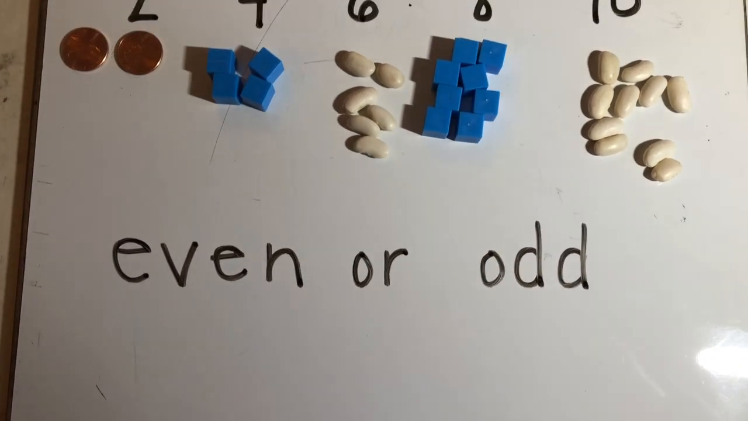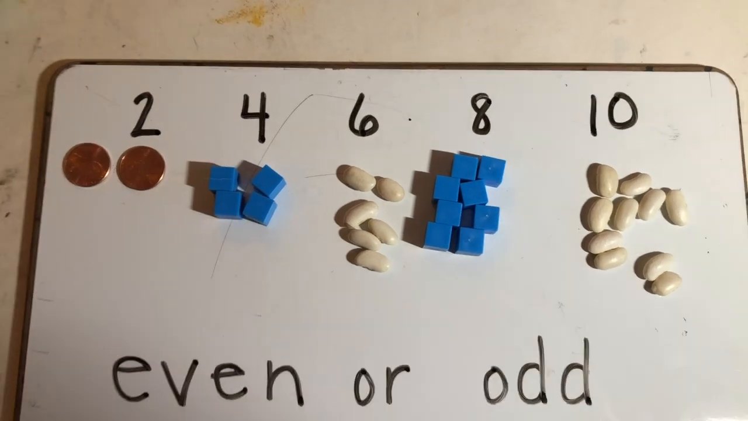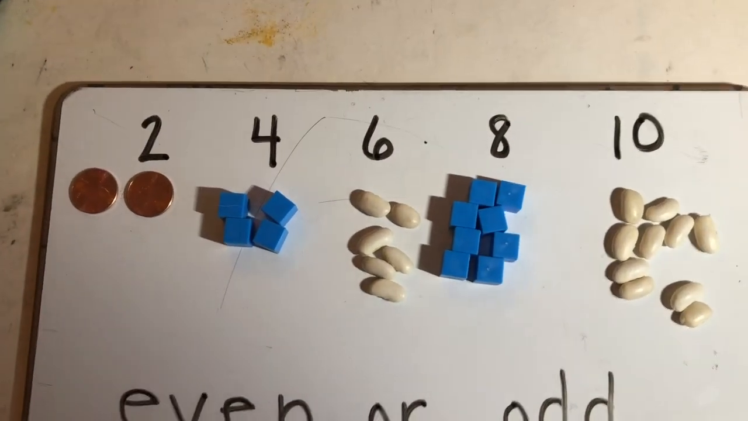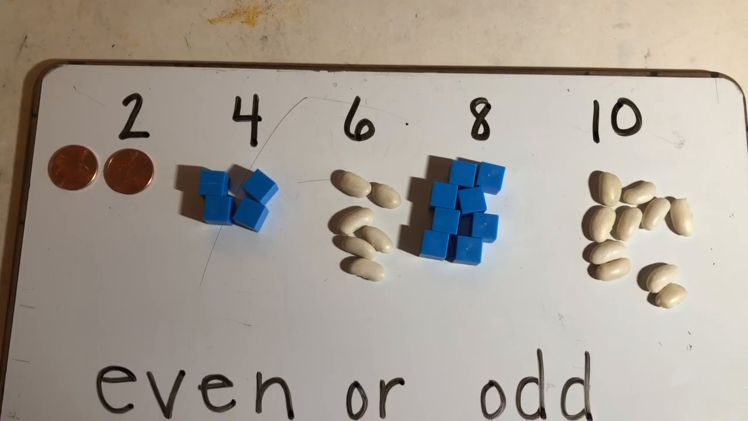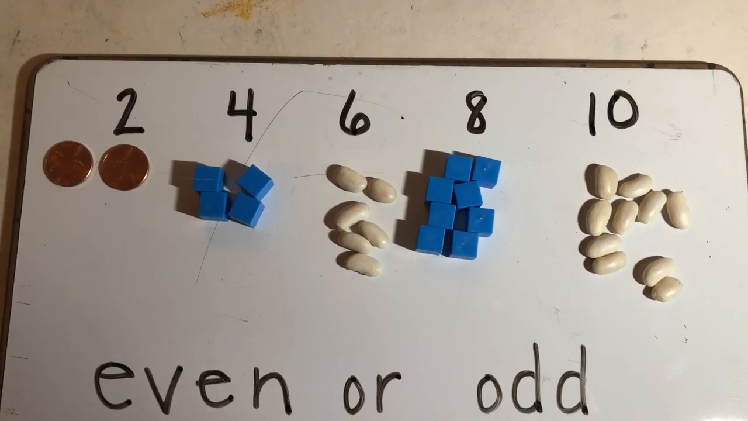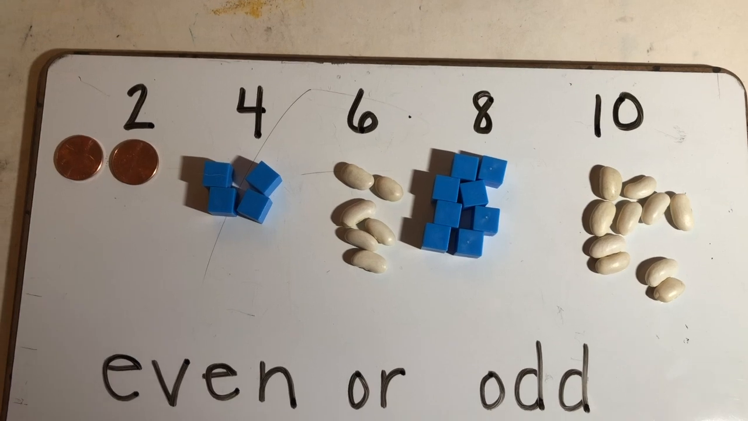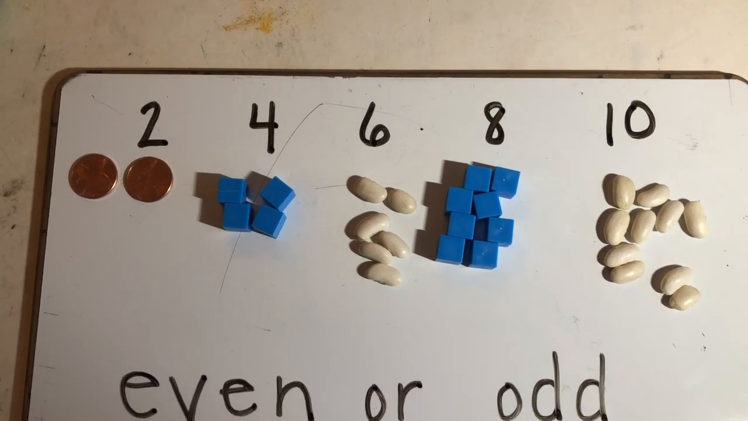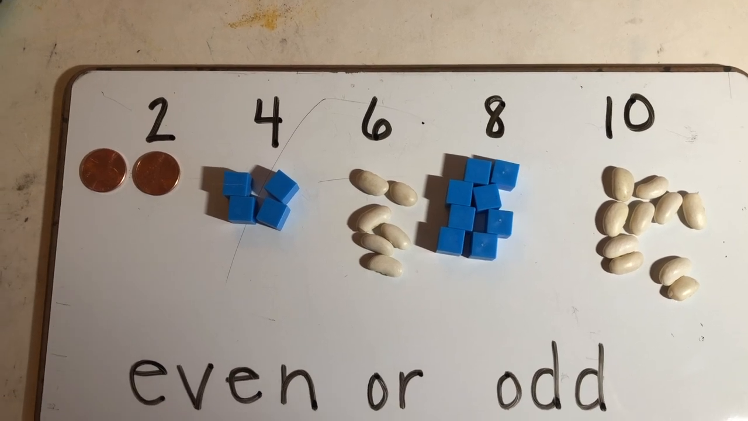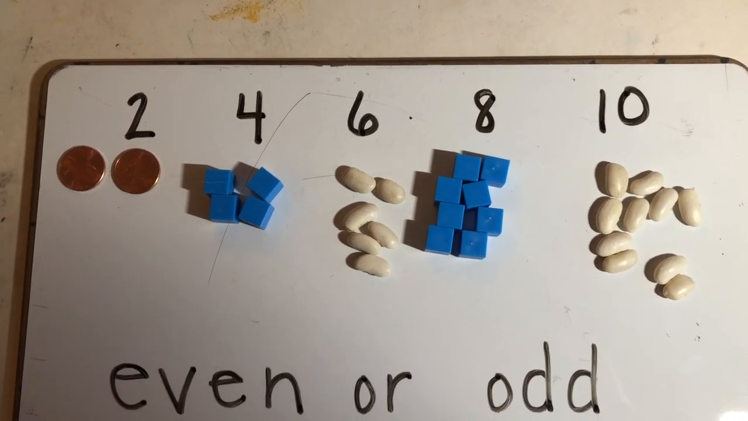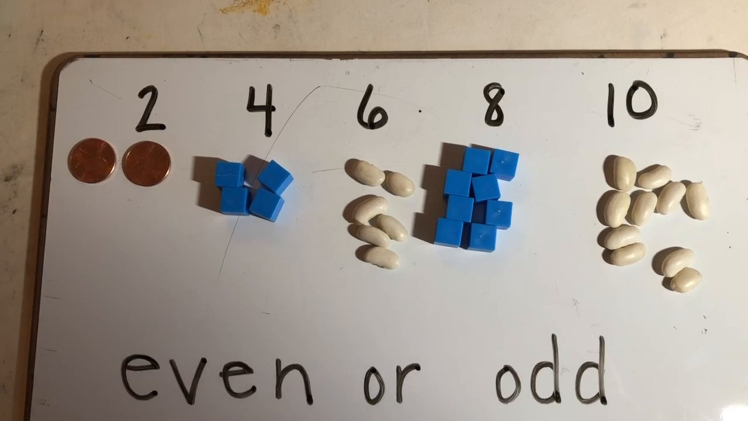So as you can see, I've written out some numbers up here at the top, and I've actually written out a group of even numbers: 2, 4, 6, 8, and 10. So those are numbers that if you've ever tried counting by twos, you've heard those numbers before, right? So those are numbers that we call even numbers.